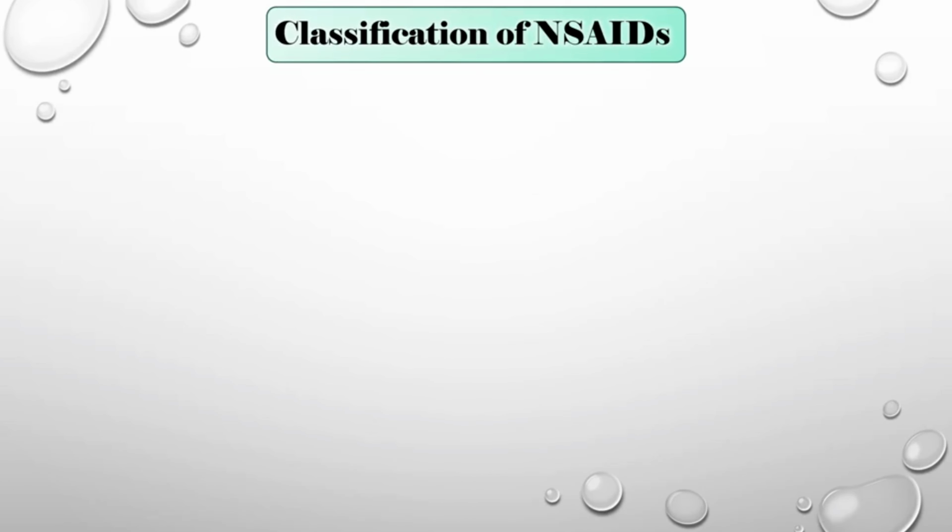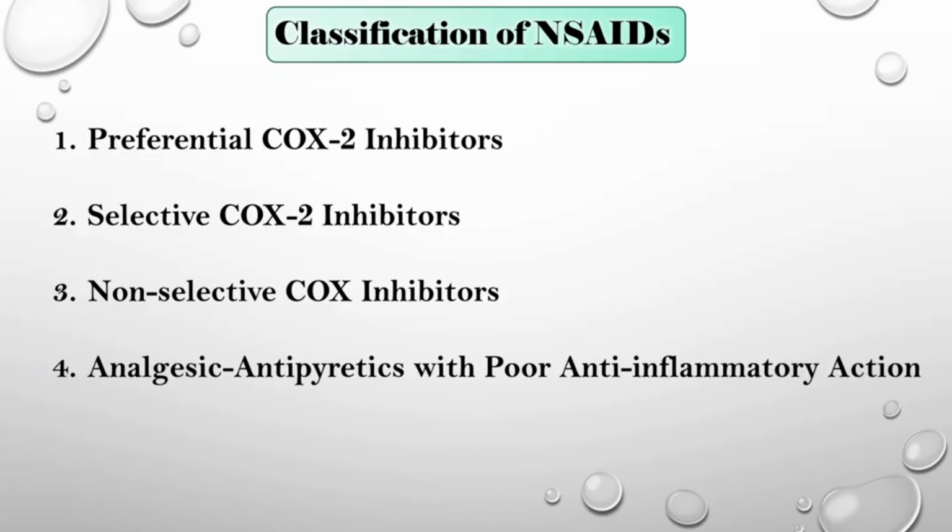Classification of NSAIDs. NSAIDs can be classified into four groups. Number 1, preferential COX-2 inhibitors, selective COX-2 inhibitors, non-selective COX inhibitors, and last one is analgesic antipyretics with poor anti-inflammatory action.